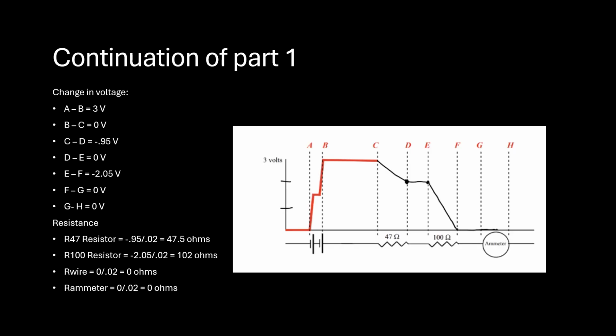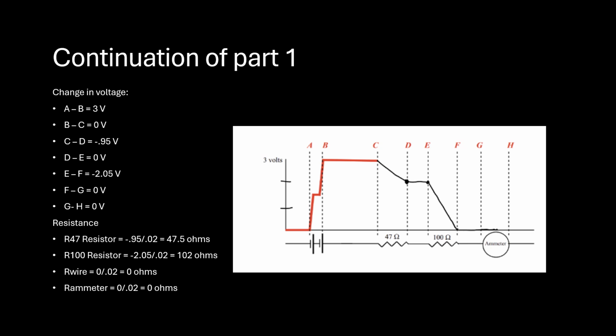This is the graph that we ended up with. From A to B, it is 3 volts. It goes up to 3. From B to C, 0 because it's constant. From C to D, it's negative 0.95 volts. From D to E, it's 0 because it's also just constant. And then E to F, it's negative 2.05 volts, and then everything after is 0.